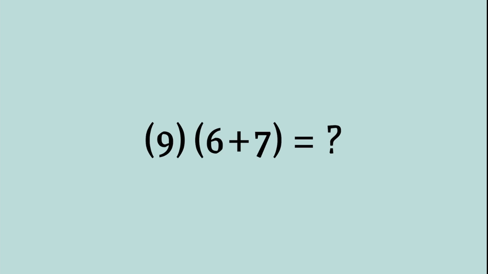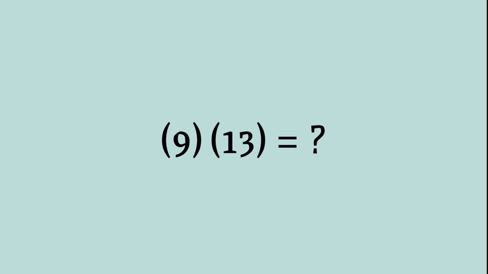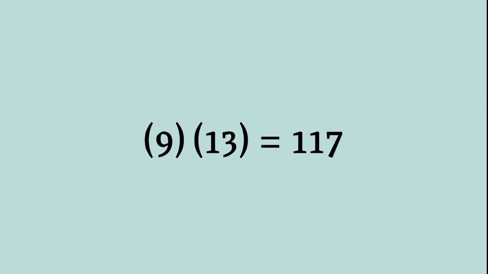If you watch our second video, you would know that we do what's inside the parentheses first. So 6 plus 7 would get us 13. And now, we just have 9 times 13. You can figure out pretty simply, either with a calculator or with your big noggin, that this is equal to 117. Cool, right? Okay, so let's add some algebra into it.